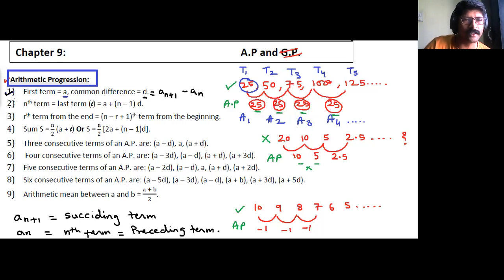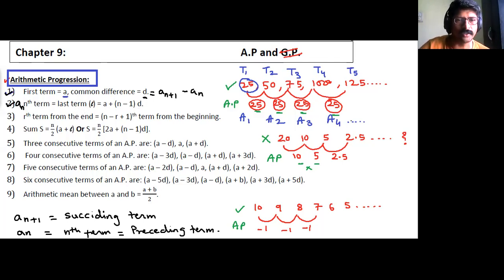Let's move ahead with the next formula. Nth term. So nth term is this, also an. You can just write it down over here. An, the nth term or else the last term, can be derived with this formula: a plus n minus 1 into d. Now some people will wonder, sir, how is that?